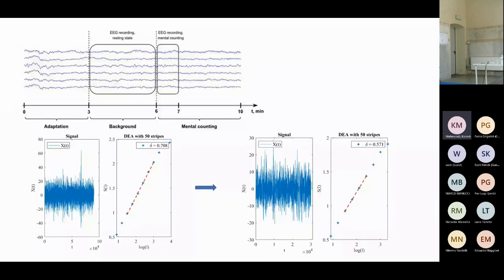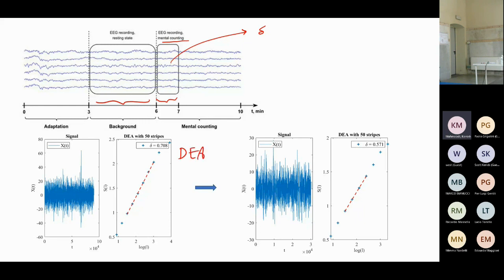The problem is that when we are doing the experiment, usually the time series of EEGs are very short. For example, here, the participants rested for 3 minutes, like in this area, and for just 1 minute they were doing the task of mental counting. And what we want to know is, can we measure the scaling of this very short time? The good news is that using diffusion entropy analysis, we can do that.